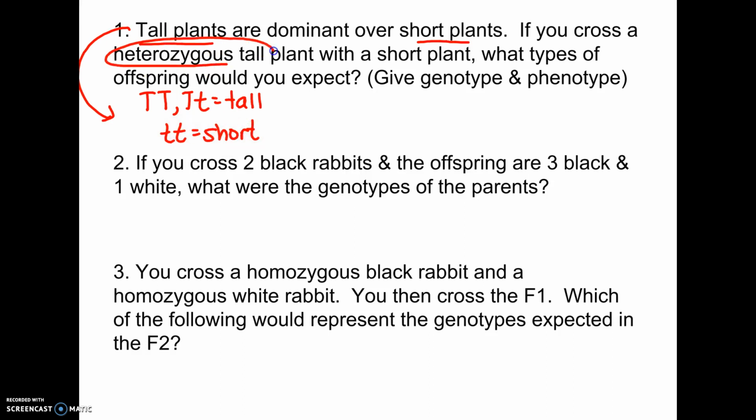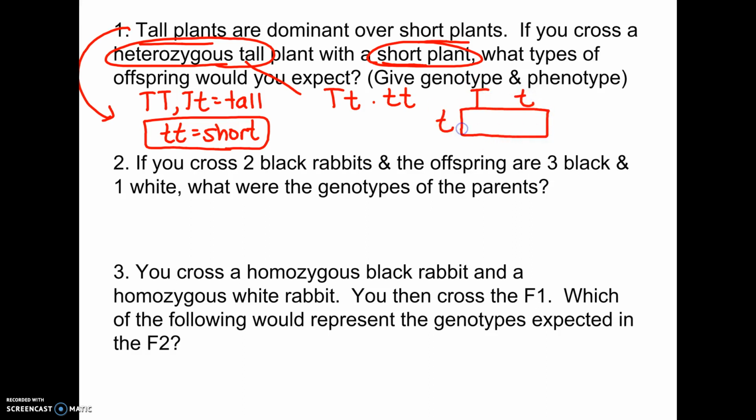Now they say they're crossing a heterozygous tall plant, so that's big T, little t, with a short plant. They didn't say whether the short plant was homozygous or heterozygous. They don't have to, because as soon as they say short, there's only one code for short, because short's recessive. So you're crossing with little t, little t. If we're going to do a Punnett square, we only need 2 boxes. If you do it with 4 boxes, it's not wrong, but it's not necessary.